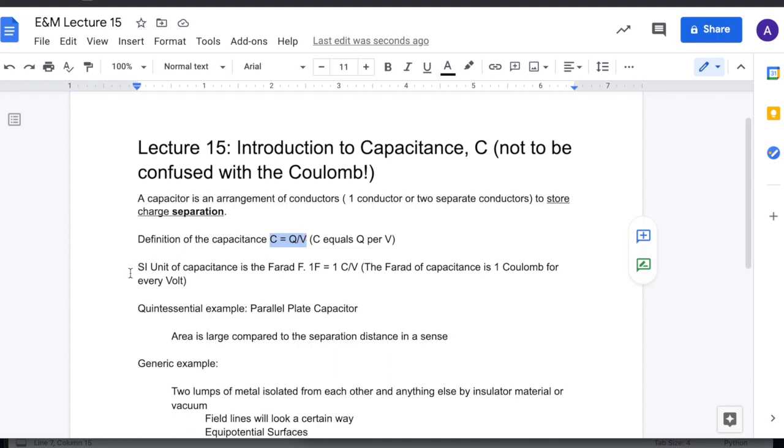But the SI unit of capacitance is called the farad. So in this previous example, I would be talking about 1/5 of a farad of capacitance. So this is the name of the SI unit of capacitance. And the SI unit is built out of other SI units. Since we're talking about charge divided by potential difference, the SI unit of charge is the coulomb, and the SI unit of potential difference is the volt. So the farad is a coulomb per volt.